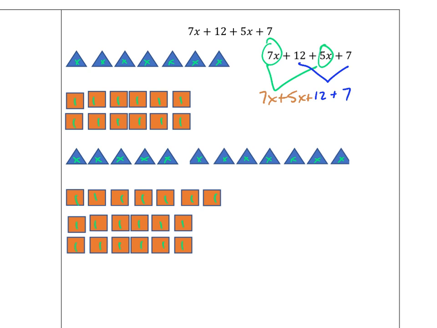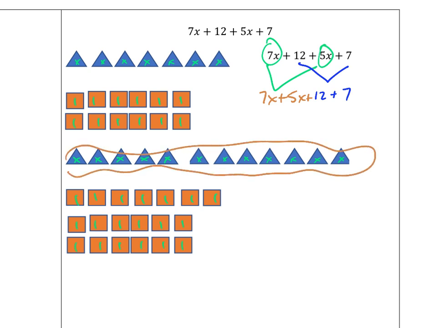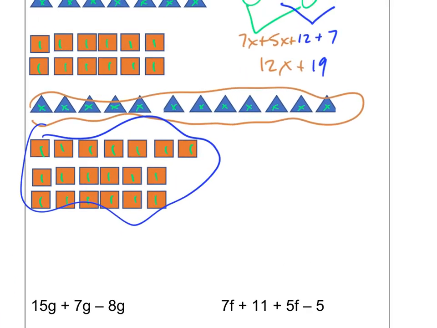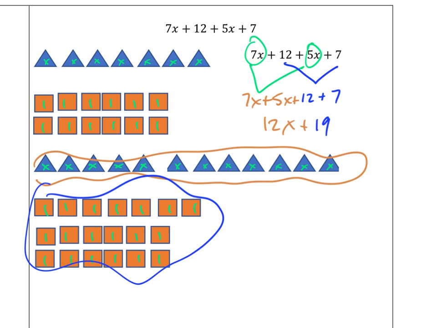And then when I look, that means all together here, I have 12 x's. And when I add all these numbers together, I have 19. Okay, that's it. But now I can check, right? Because that's what I said I have. So now I'm going to check it and say, well, if I have 7x plus 12 plus 5x plus 7, is that equal to 12x plus 19? That's my question, right? So I don't know yet, but I think I'm right.